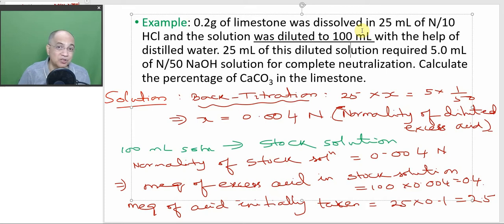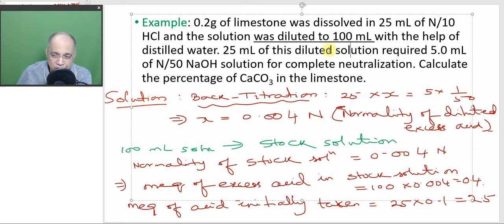So there are 2 reasons for dilution. One, to get a greater volume of the stock solution, from which you can take multiple times in a pipette and perform the titration. And second, to have a comparable concentration with the titrant that you will be taking to titrate.